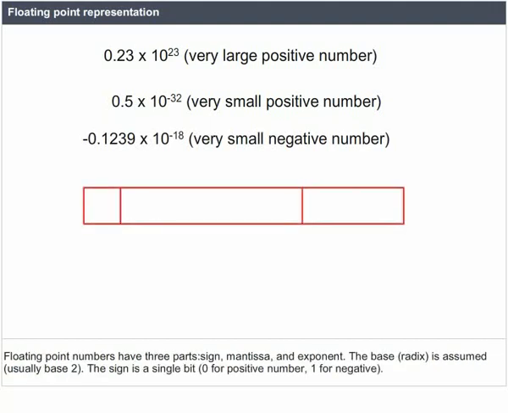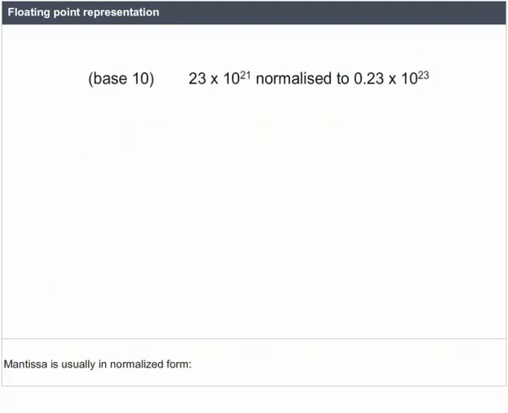Floating point numbers have three parts: sign, mantissa, and exponent. The base, radix, is assumed, usually base 2. The sign is a single bit, 0 for a positive number, 1 for negative. The mantissa is usually in normalized form.